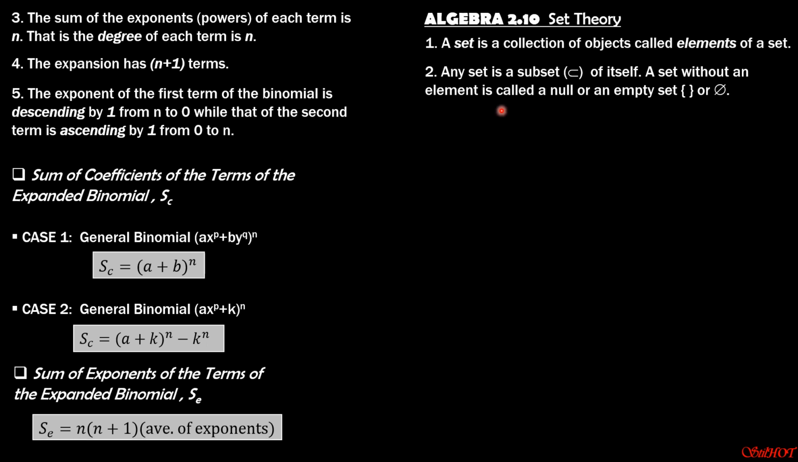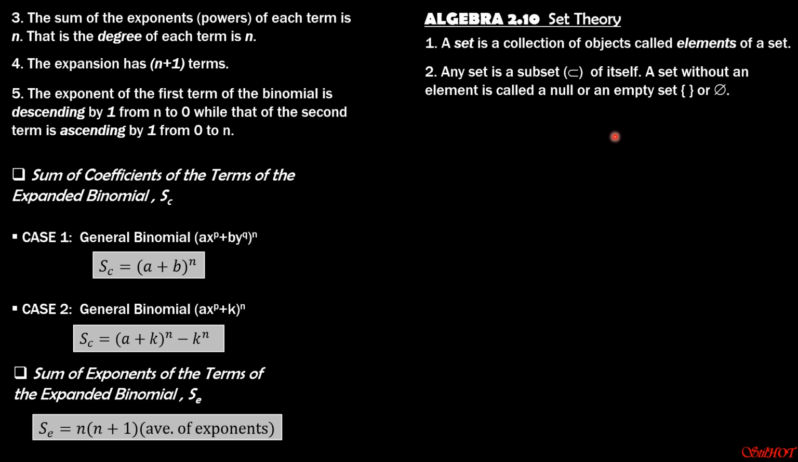Then the subset with elements 1 and 2, so that's the fifth. Subset with elements 1 and 3, that's the sixth. Subset with elements 2 and 3, that's the seventh. And finally, the empty set. So that's the 8. So that verifies that the total number of subsets is defined by the formula 2 to the n.